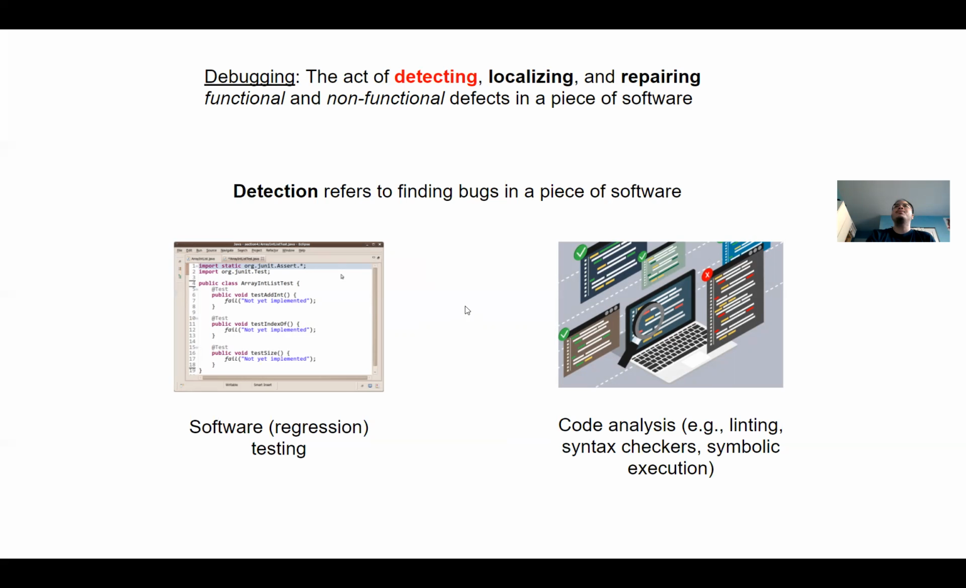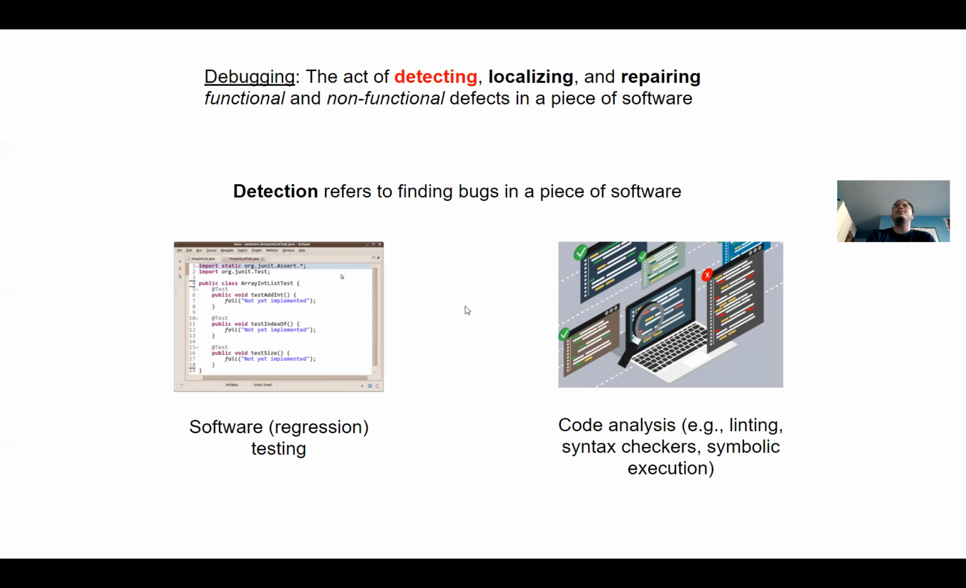And then on the other side of it is code analysis. So instead of having to execute your code, maybe you just want to statically analyze your code and figure out whether there's any errors in the code. So this is where stuff like linting comes in, syntax checking, which obviously compilers come with, and on the more researchy side, symbolic execution. Okay, so that's detection.